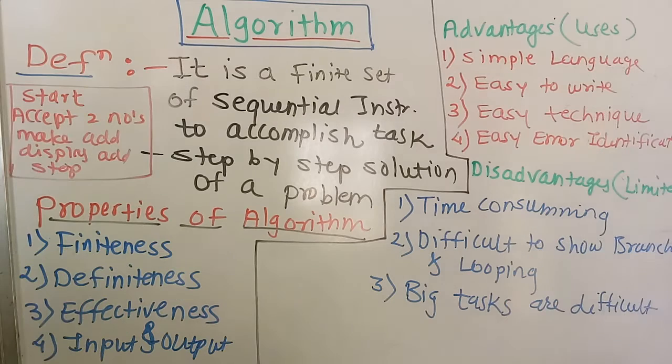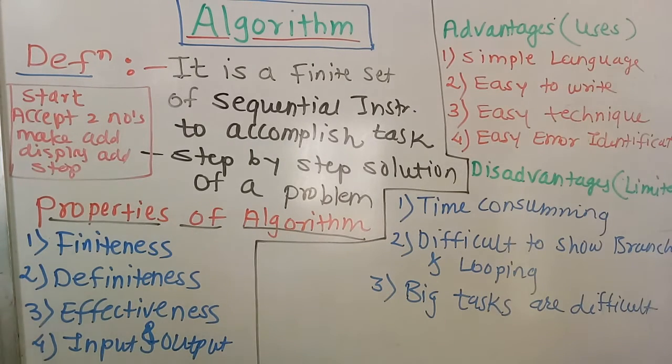Next is definiteness. Definiteness means each step of the algorithm must be clear and unambiguous. An algorithm is nothing but the plain way of thinking written in English terms. So these steps must be so clear that anyone outside of the user or the developer, if he or she reads those statements, will get a clear idea about that problem. So the steps will be definite, meaning unambiguous and clear.